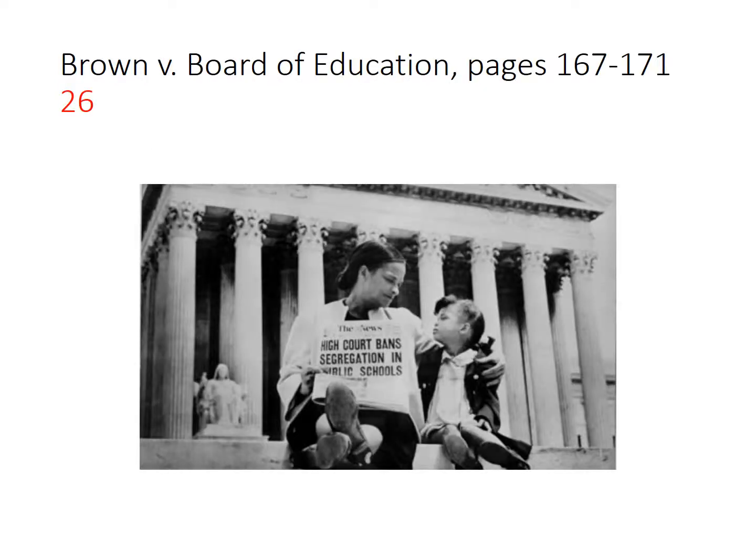And one of the major court cases that dealt with segregation in public schools was Brown versus Board of Education. And this came out a few years after the war in the 1950s. And you can read about that, as you can see there, several pages in your text. And it's very much worth looking into. Major change in our society.